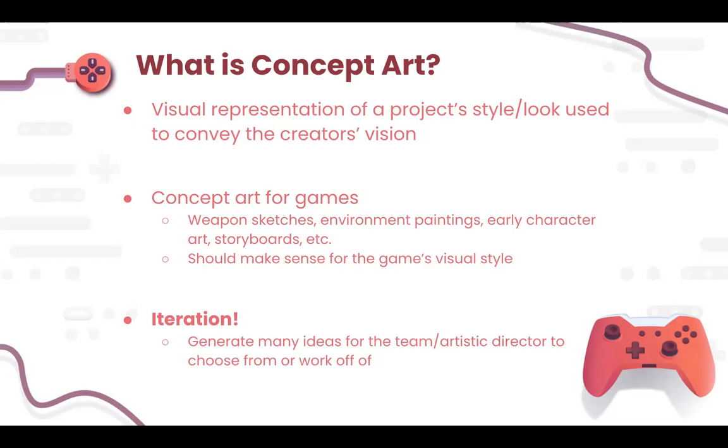And so the main thing that we need to understand about concept art is that it is about iteration. We're generating many ideas for the team to choose from and work off of. So don't just settle for one version of your idea. Give people things to choose from and to decide between, whether that's different color variations, different elements or shapes, or whatever it is. And we'll see some examples of that in just a bit.